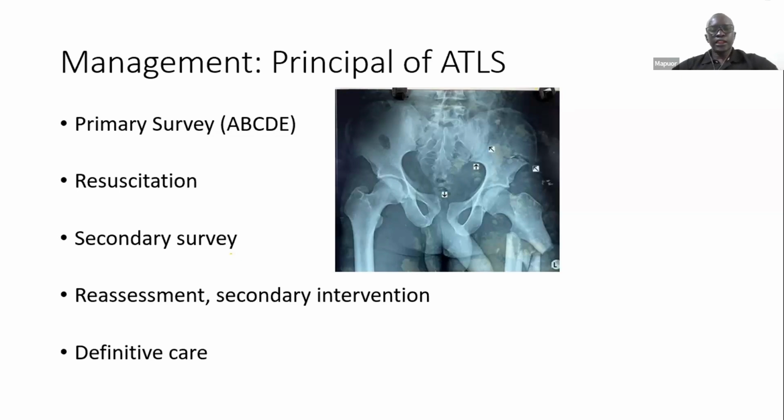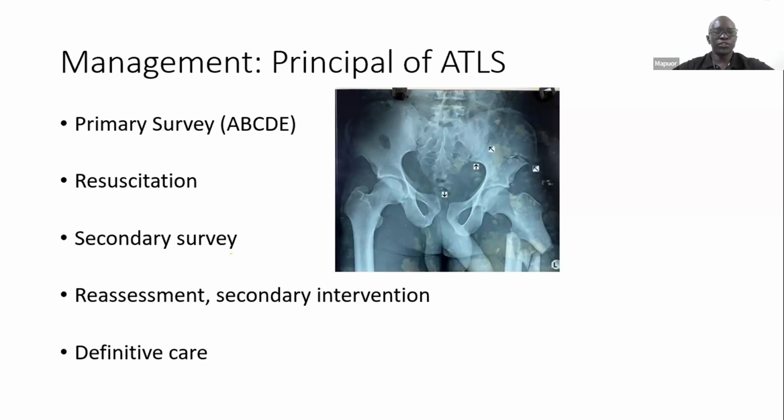And D is actually exposing the patients while maintaining against the hypothermic condition of the patient. So you have to expose all the patients as you expect. You see the genitalia, you see the anal orifice, you see also the urethra, so that you don't miss any open book pelvic fracture or any bleeding through the urethra. So you have to expose your patients.